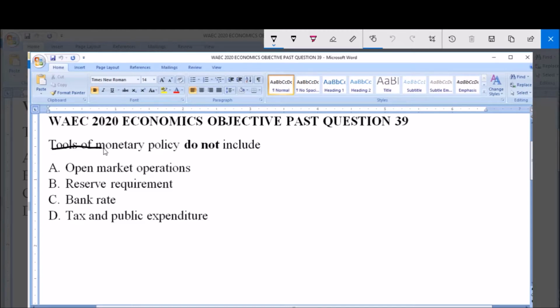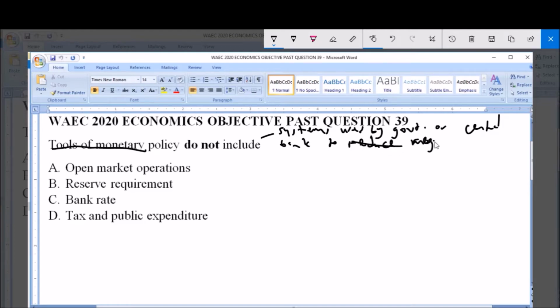So the tools of monetary policy are basically systems used by usually the government or the central bank to regulate the circulation of money. Now let's look at the options and see which one cannot be classified under the tools of monetary policy.